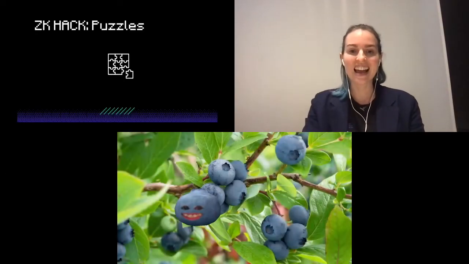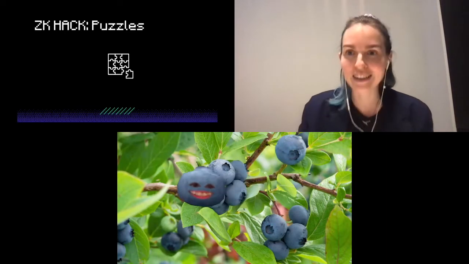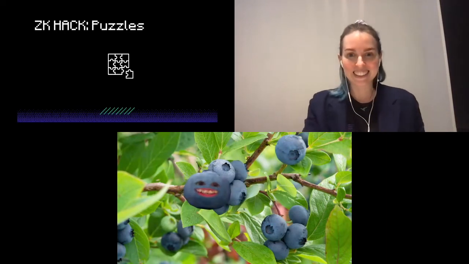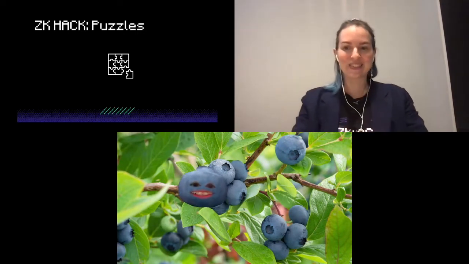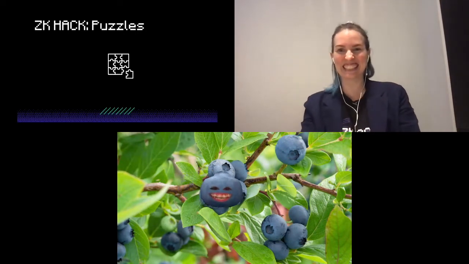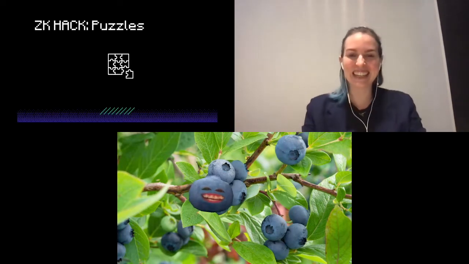Oh, and today we have a blueberry. Exactly, yes. So we're going through the fruit. Yes, definitely fruity. Nice. All right, Kobi. Cool.